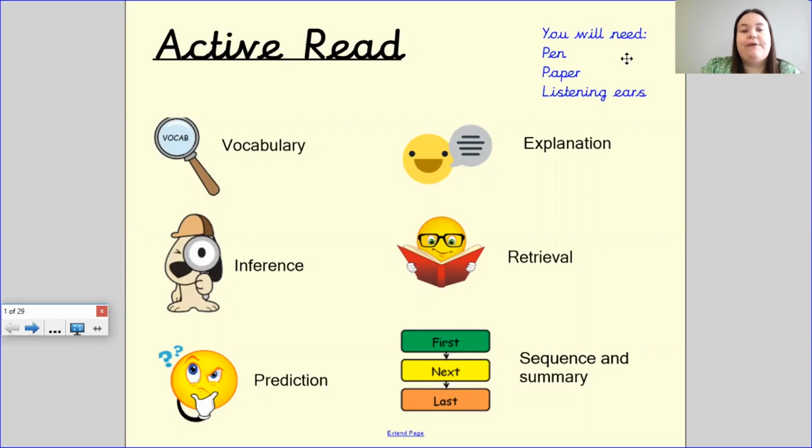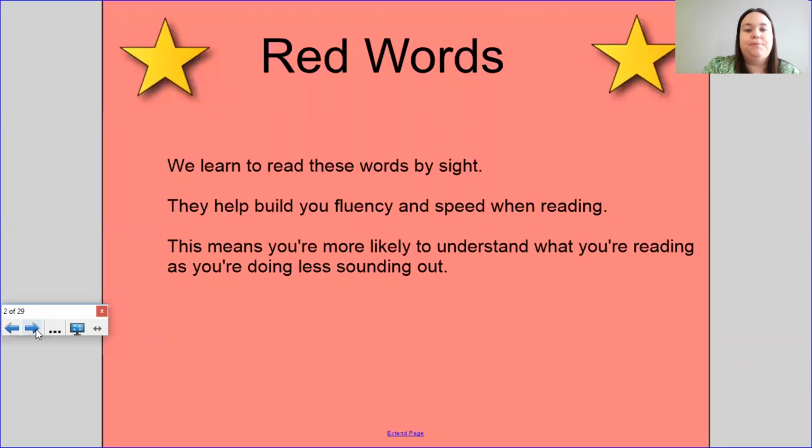Just to remind you of our Vipers, which are our question types to practice our comprehension skills before we start. They are V for vocabulary, I for inference, P for prediction, E for explanation, R for retrieval, and S for sequence and summary. We're going to start with our read words today.